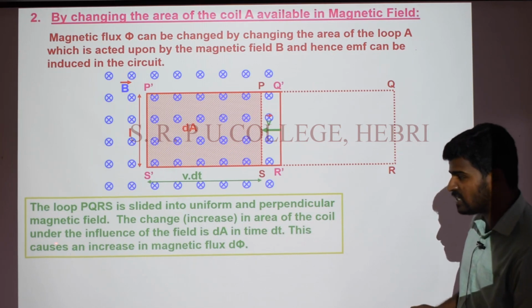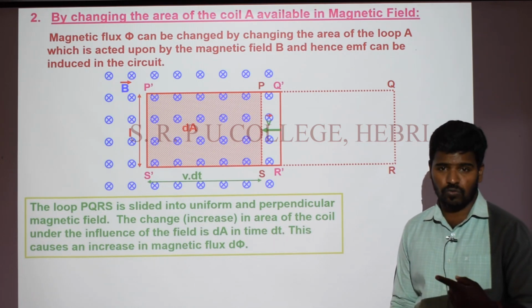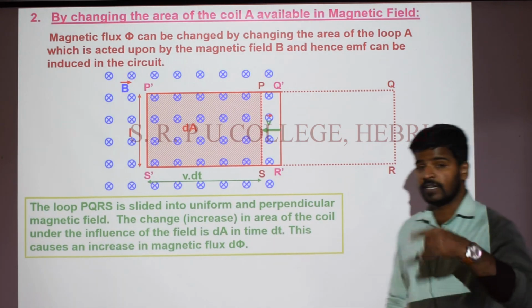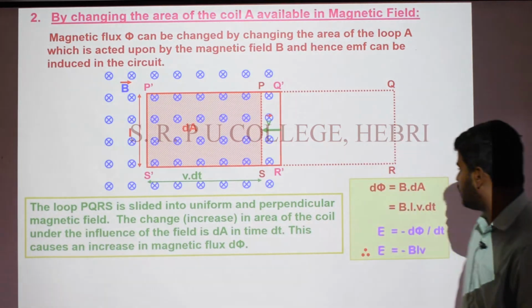Therefore, this causes an increase in magnetic flux d phi across the loop. Is it clear? That causes the increase in magnetic flux across the loop, since the loop is moving in a uniform magnetic field region.